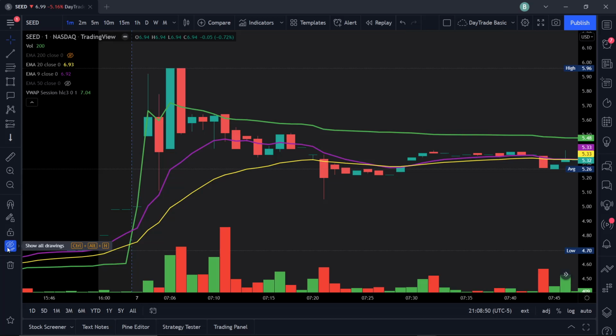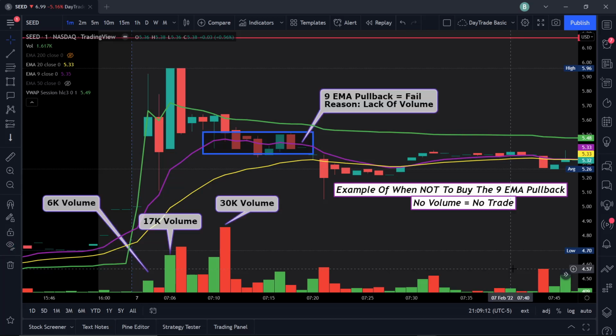Now let's take a look at when not to buy the 9 EMA pullback, and what can happen when the volume isn't there to support it. We can see on this recent chart of ticker SEED that it spiked up on news and had price action, but you can see that it only spiked on 6,000 shares of volume and then 17,000 shares of volume to follow, with a 30,000 share volume stick being its highest volume stick of the whole pre-market.